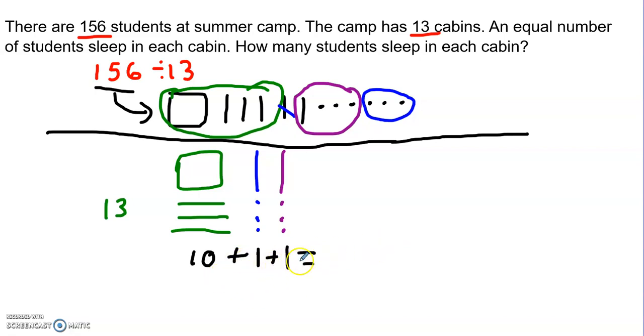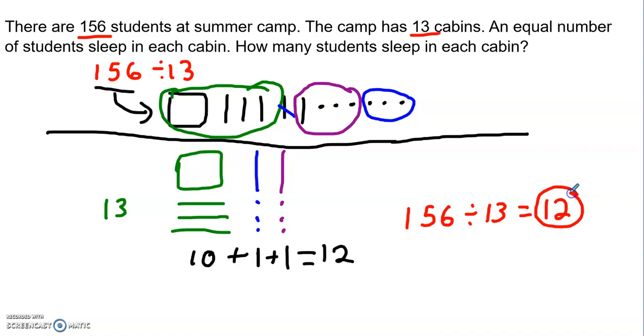So 10 plus 2 equals 12. So I notice I have 12 columns. So I know 156 divided by 13 is going to give me 12. And then I'm going to circle my answer.